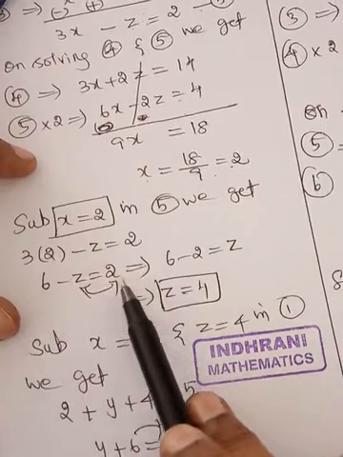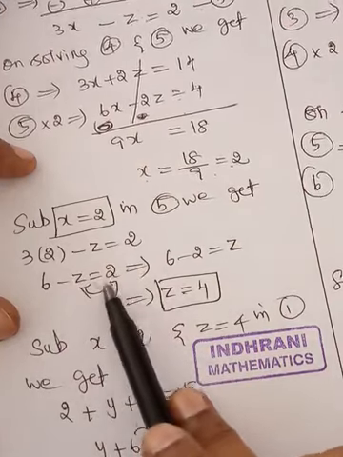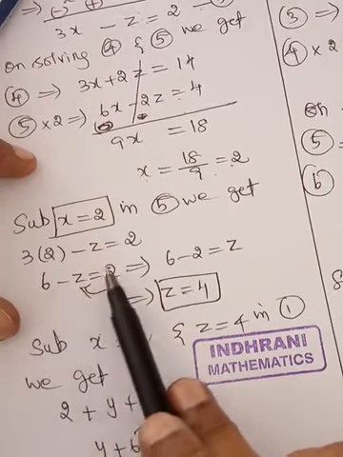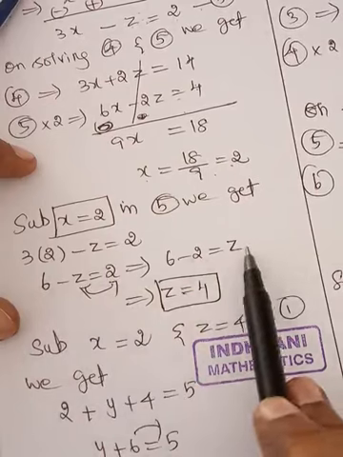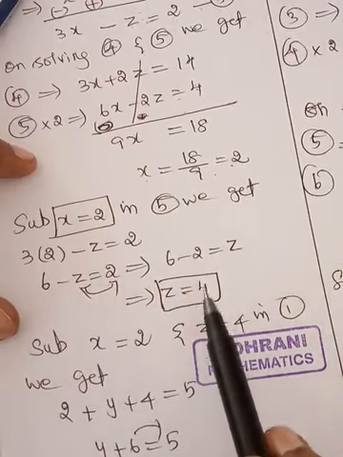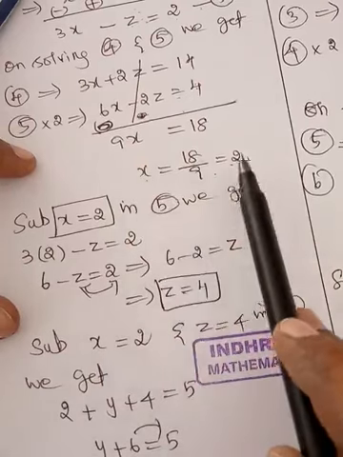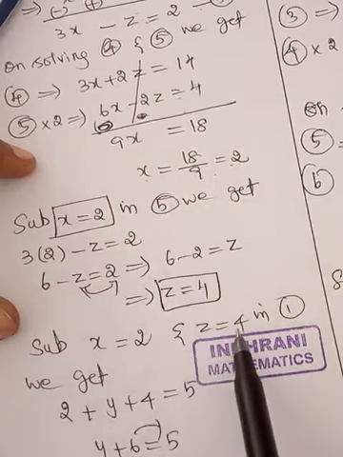We want to change the sign. The 2, you make it on the left hand side, 6 minus 2. So 6 minus 2 equal to z. So z equal to 6 minus 2, which is 4. So the two variables, x value 2 and z equal to 4, we got it.